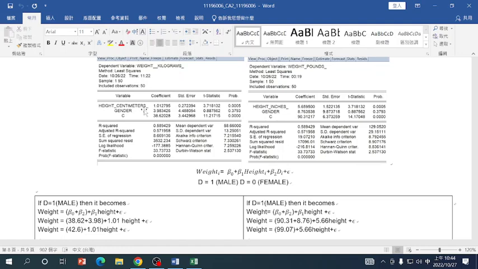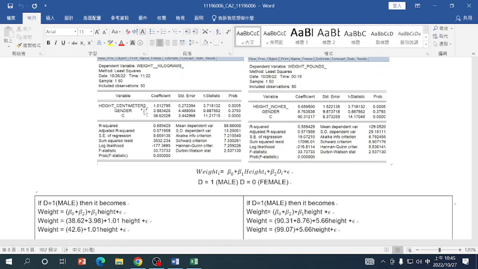When there is a 1 cm increase in height, there will be a 1.01 kg increase in weight, holding the gender variable constant. So if height is 1 centimeter higher, the weight will increase by 1.01 kilogram.